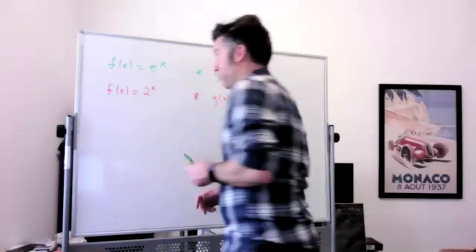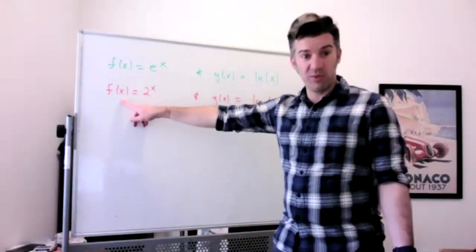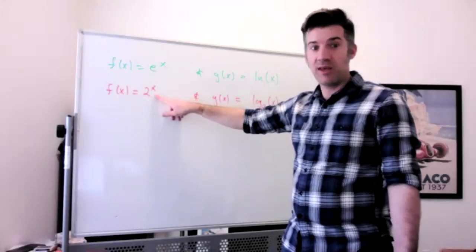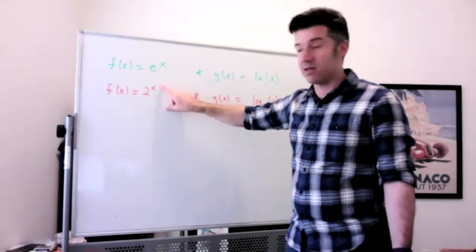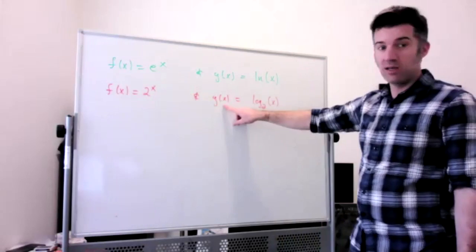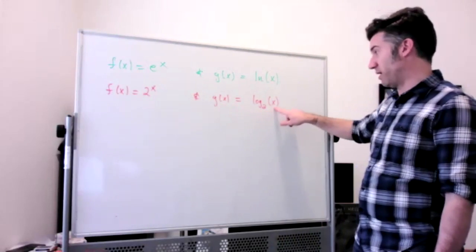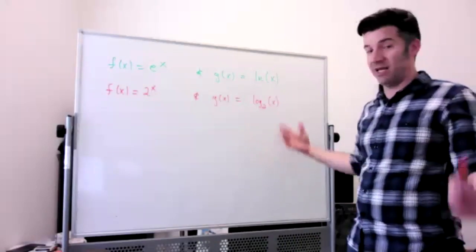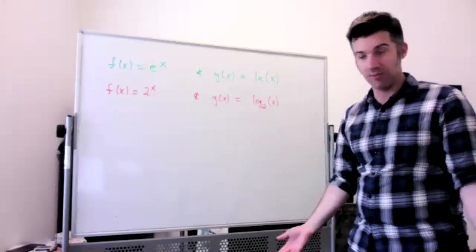For example, if I put in x equal to 3, f of 3 is going to be 2 to the third, which is 8. If I then take that output of 8 and put it into g, g of 8 is going to be log base 2 of 8, which is 3. It undoes what f did, right? It gets me back to exactly where I started.